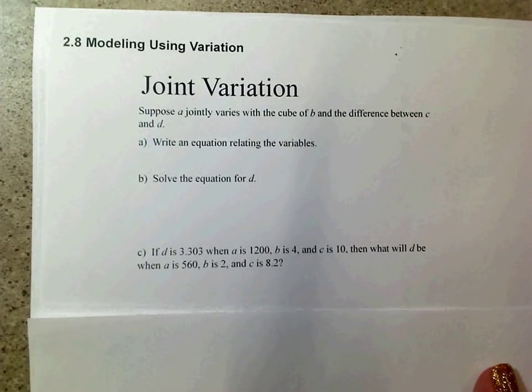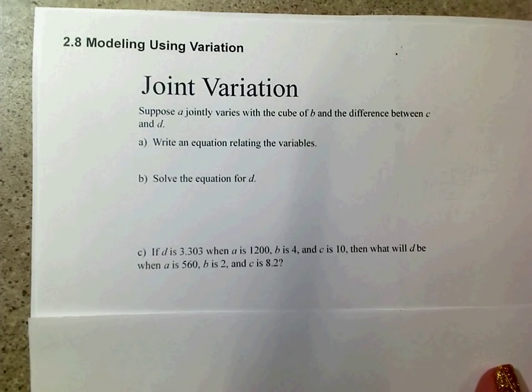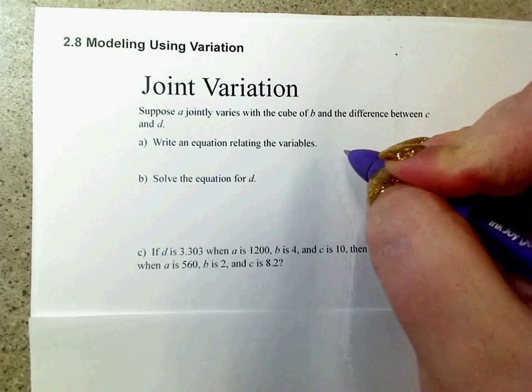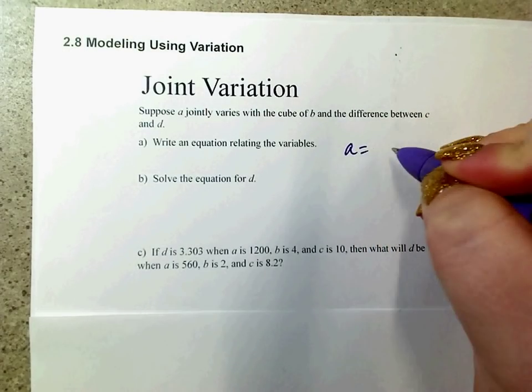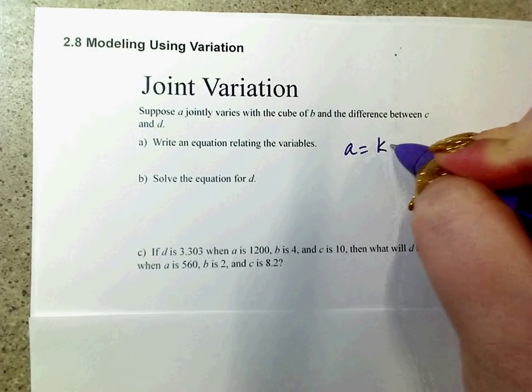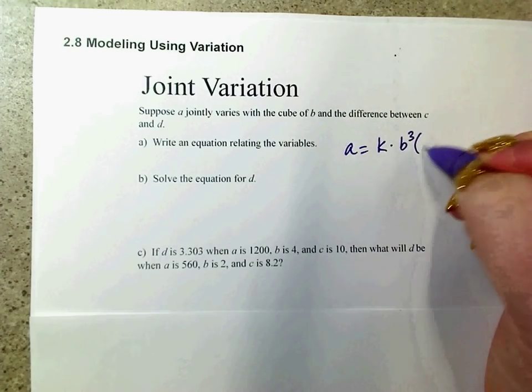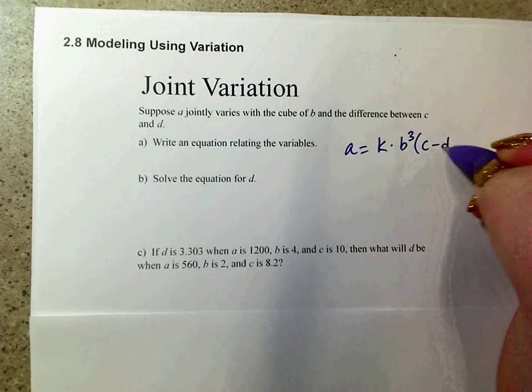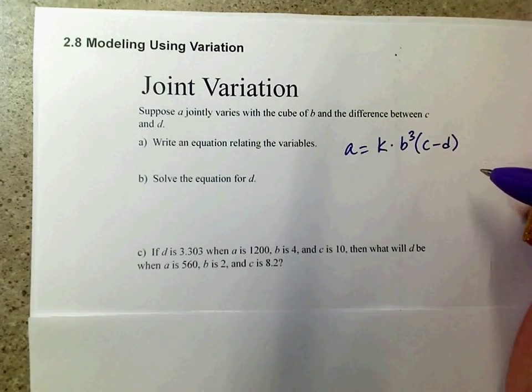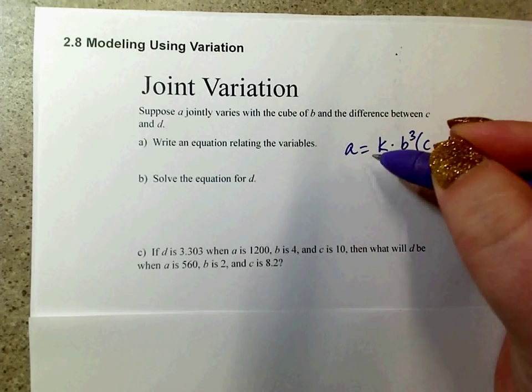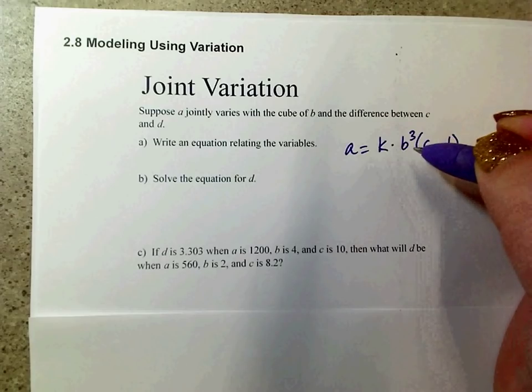Okay, suppose A jointly varies with the cube of B and the difference between C and D. So suppose A varies jointly, so some constant of variation times the cube of B and the difference between C and D. Okay, so I've got A equals some constant of proportionality times B cubed times C minus D. Solve the equation for D.